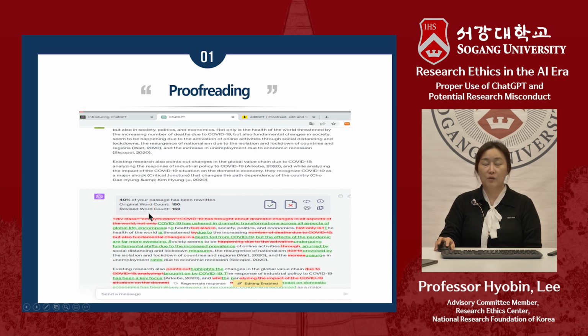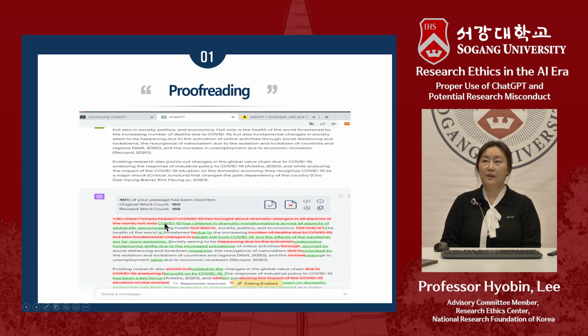The corrected version you cannot see, only the corrected version you can see. So this red one, they erase, right? So you don't have to see it, but you can see only the corrected versions. This is EdiGPT, which I use a lot. And I want to introduce SCI Space.